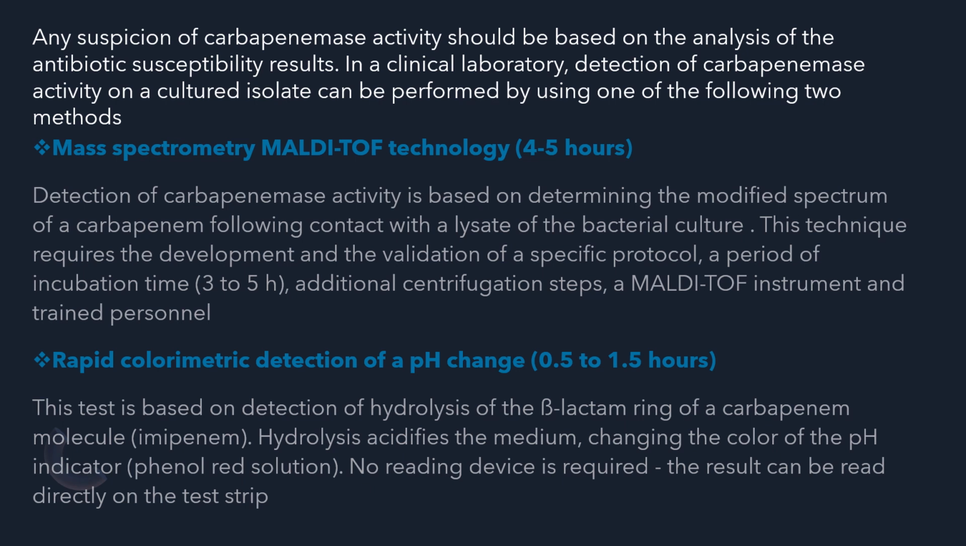Rapid colorimetric detection of a pH change in half to 1.5 hours is another test, which is based on detection of hydrolysis of the beta-lactam ring of carbapenem molecule, that is imipenem. Hydrolysis acidifies the medium, changing the color of the pH indicator, which is phenol red. No reading device is required. The result can be read directly on the test.